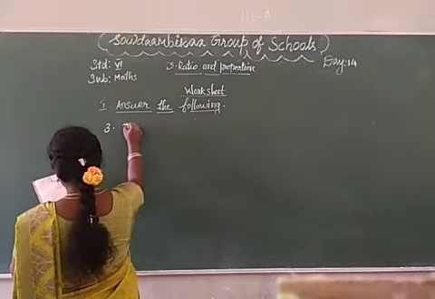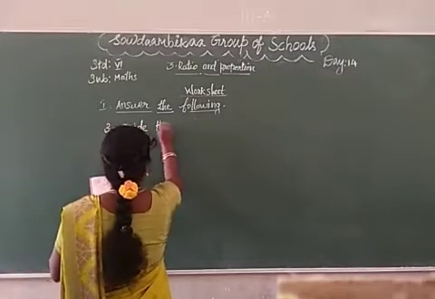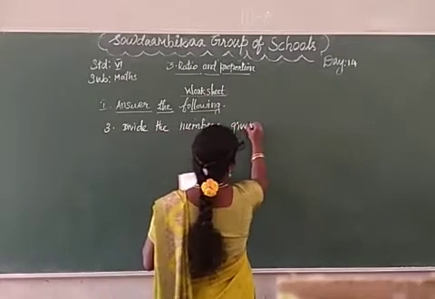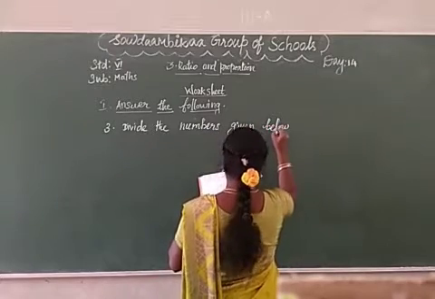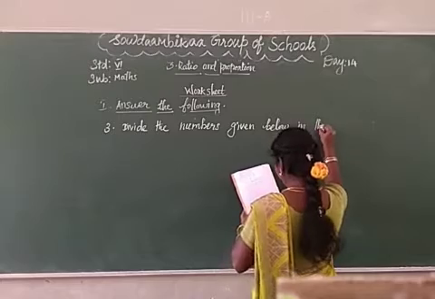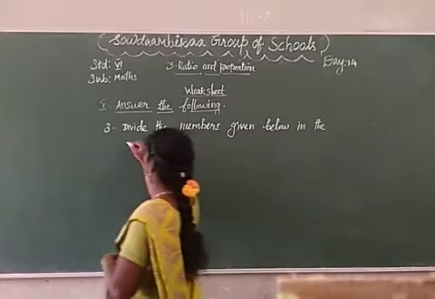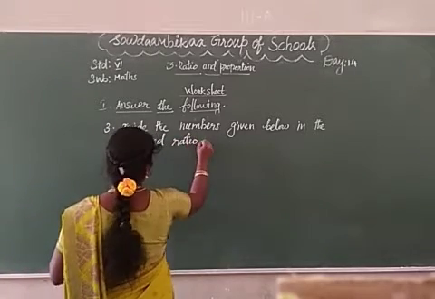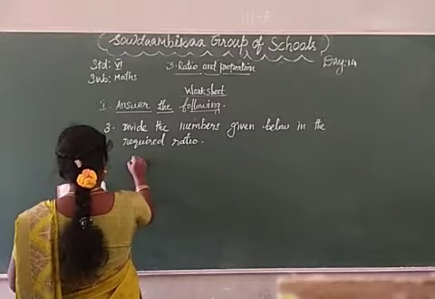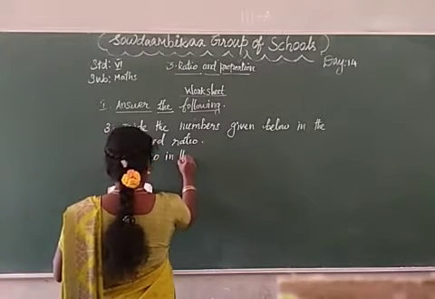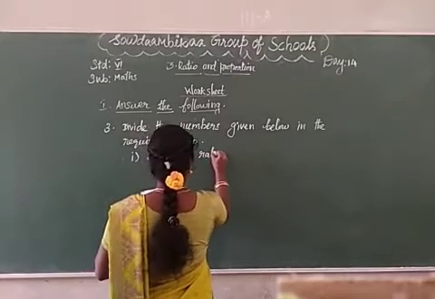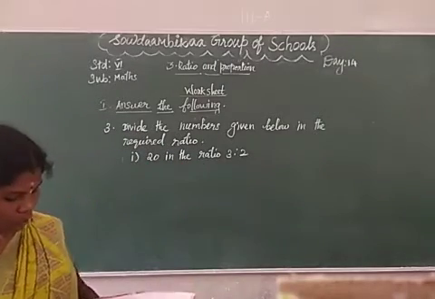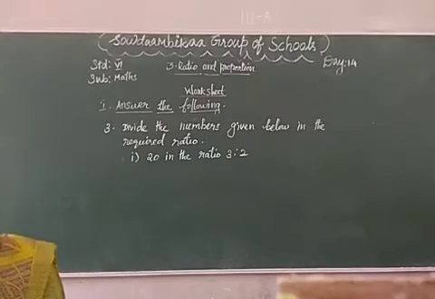Third sum, divide the numbers given below in the ratio. 20 in the ratio 3:2. Divide the numbers given below in the ratio: 20 in the ratio 3:2.